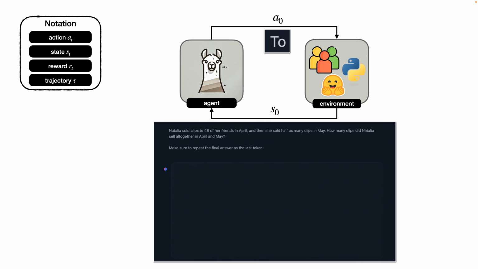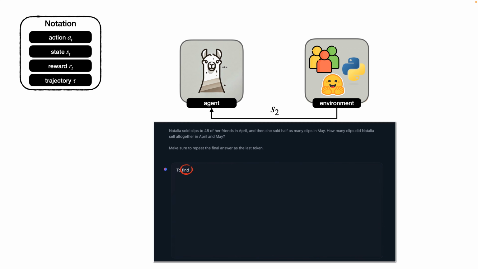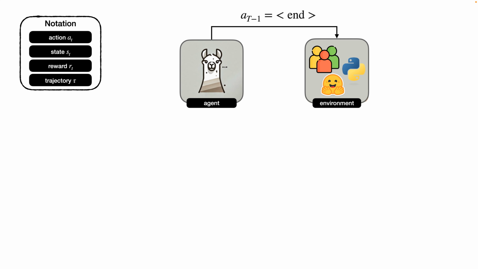When asking this math question, I basically set the agent to its initial state S0, which consists of my prompt. And the agent took its first action A0 and predicted the token 2. The environment updated the state to S1 in order to reflect this newly predicted token, and the agent proceeded with action A1, which was to predict the token find. And the environment added it to the state. The model's next action was to predict out, and you get the point. This continues until the agent predicts the end token and concludes the episode.